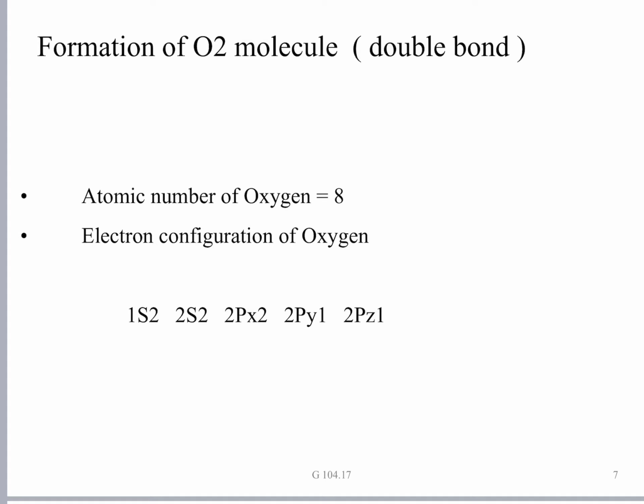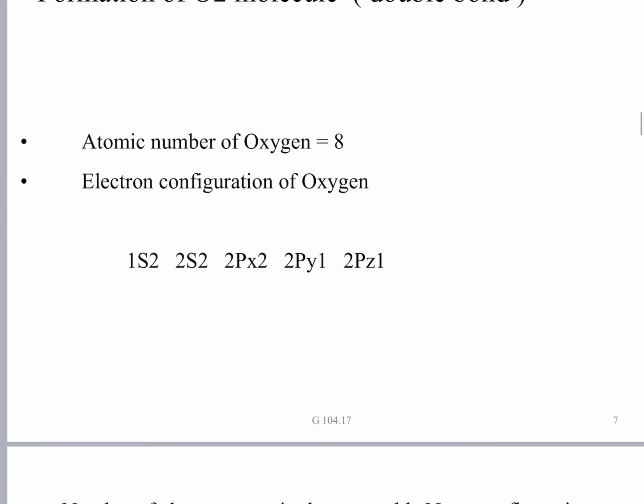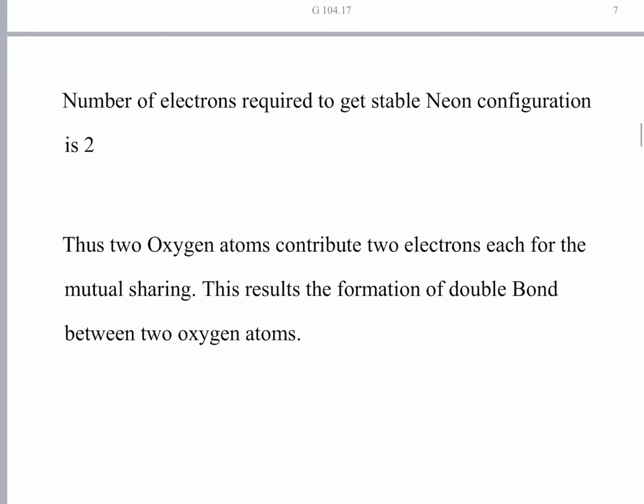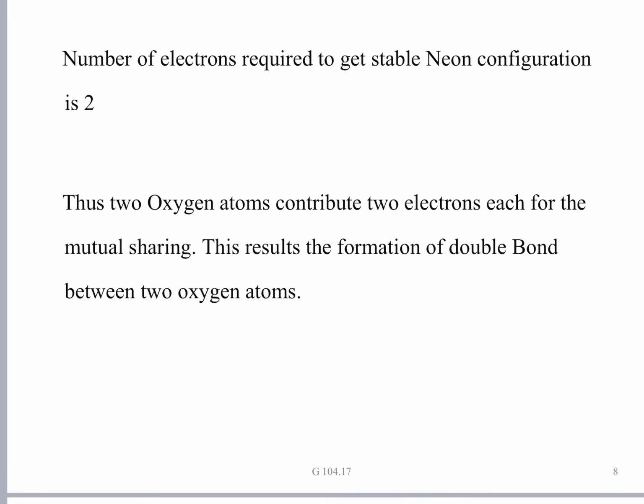Neon configuration is 1s2, 2s2, 2px2, 2py2, 2pz2. Okay. So, it is 2s2, 2p6. Oxygen is short of 2 electrons. It is short of 2 electrons, or it needs 2 more electrons to get a stable neon configuration.